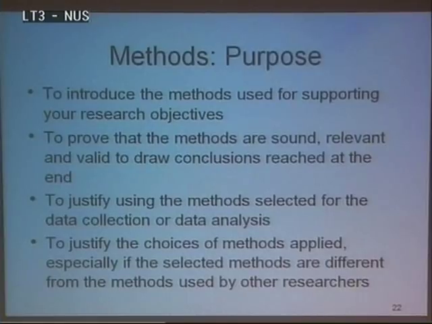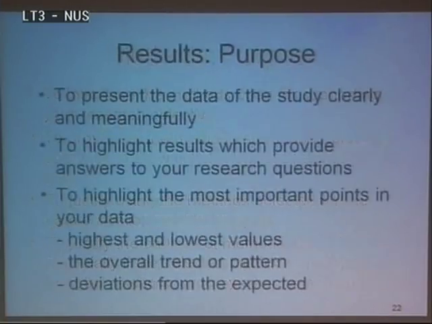You would have to cover this in your literature review, by the way, because if you're talking about methods in your study, you would have to talk about studies that have either used these methods or not used these methods. If you've modified these methods, you have to say all that in your literature review as well. To justify the choices of methods applied, especially if the selected methods are different from the methods used by other researchers. I've mentioned that already. So we finished introduction, we finished methods, we now move on to results. What is the purpose? Results: to present the data of the study clearly and meaningfully.